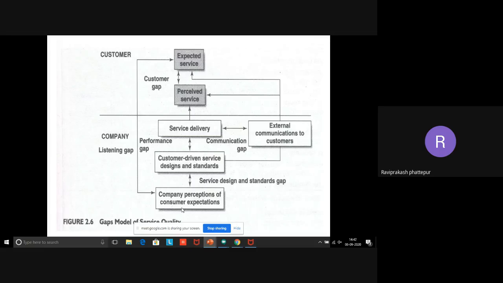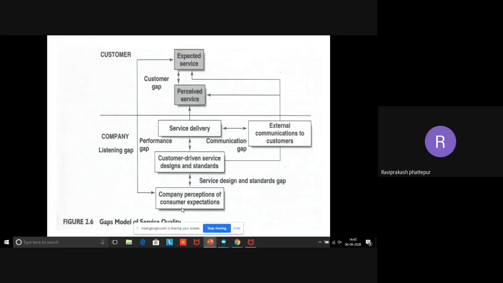Next is the performance gap, from customer-driven service designs and standards to the service delivery. If there are set standards, but the person delivering the service is not adhering to those standard steps or the process, then a gap is produced where the customer is not happy. Why? Because his needs are not being fulfilled. So this is the third gap, the performance gap.